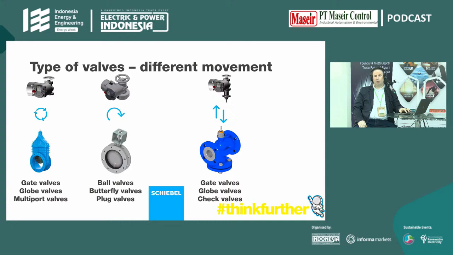That means also it defines the actuator type. So we are talking about multi-turn actuators, part-turn actuators, and linear actuators, depending on what type of valve is used. So for example, a multi-turn actuator is used on a gate valve, a globe valve, or a multiport valve. A quarter-turn actuator is used for a ball valve, a butterfly valve, or a plug valve. And a linear actuator is used on a gate valve, a globe valve, or a check valve.